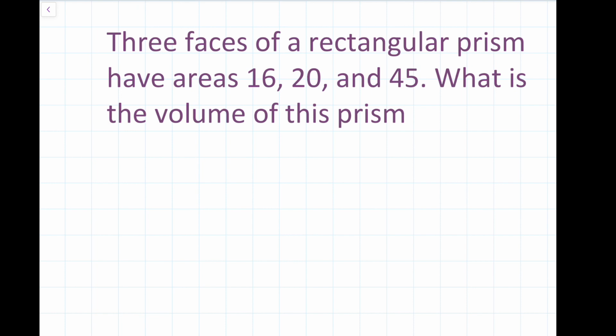So the problem reads, 3 faces of a rectangular prism have areas 16, 20, and 45. What is the volume of this prism? So please pause the video for yourself to give this one a shot, and then come back to the video once you're finished.